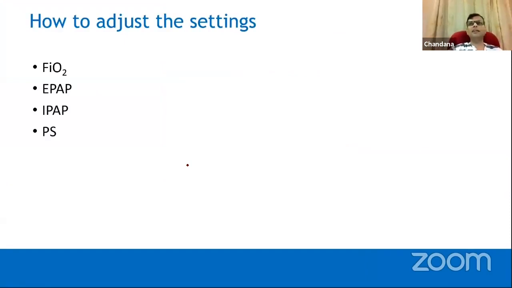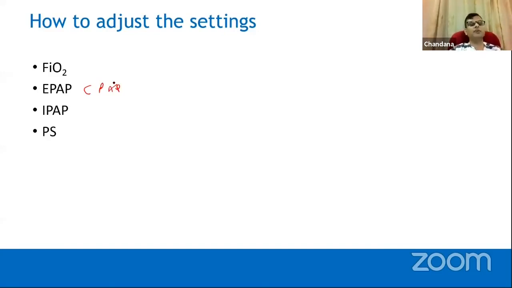Anyway, how do you adjust the settings? When there is an oxygen problem, what you can adjust is the FiO2. There is a button to set the oxygen concentration, or you can increase the EPAP, as I told you, or the CPAP, which has the same meaning.